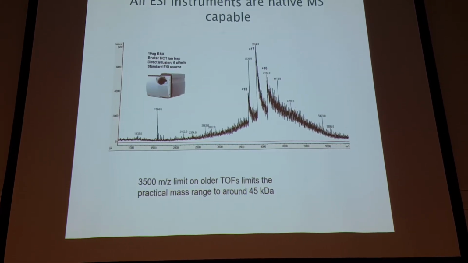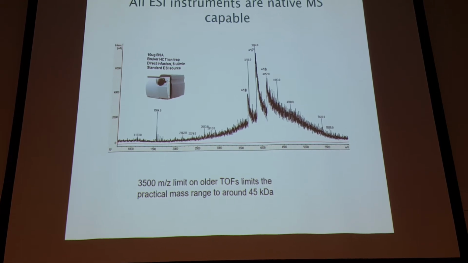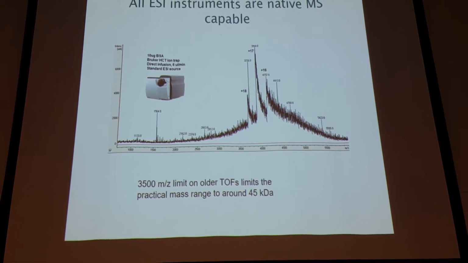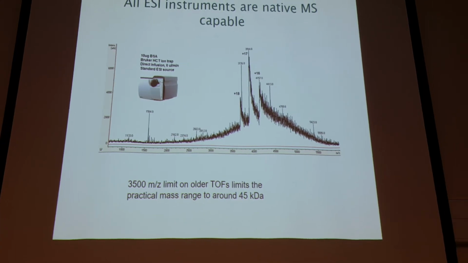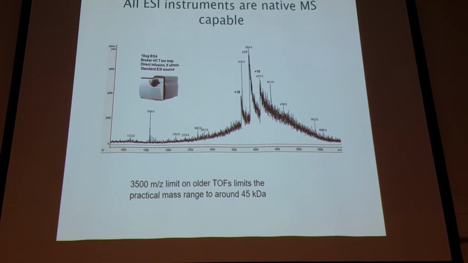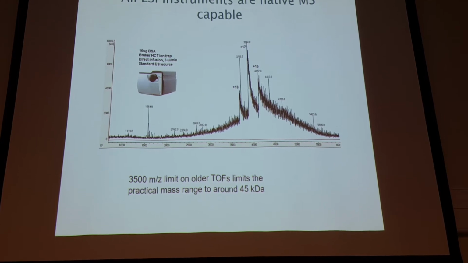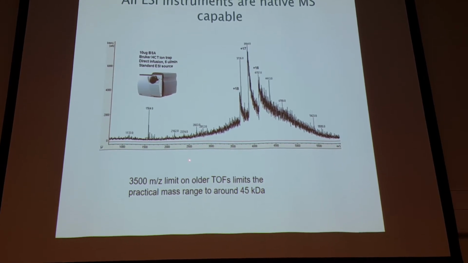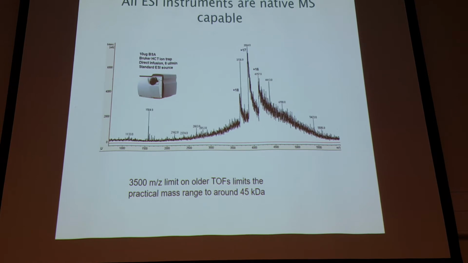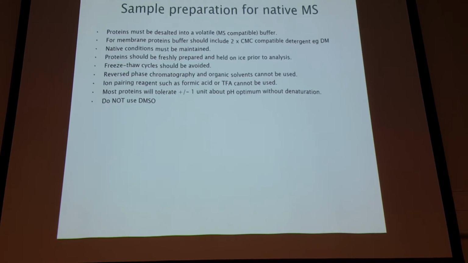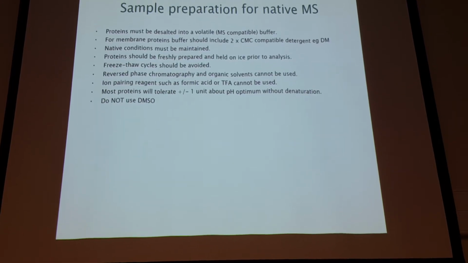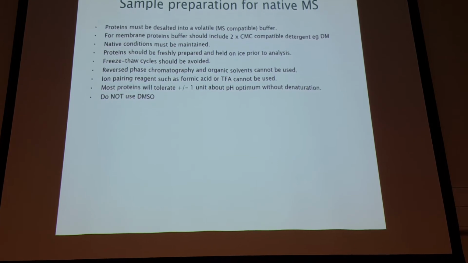Just to show you, this is an example I did just to prove a point. This is a native spectrum of BSA, acquired on our oldest ion trap system upstairs. This has an m/z limit of 6,000, so you can measure complexes up to about 90 kilodaltons. So sample preparation for native mass spec is extremely important, probably the most important thing.